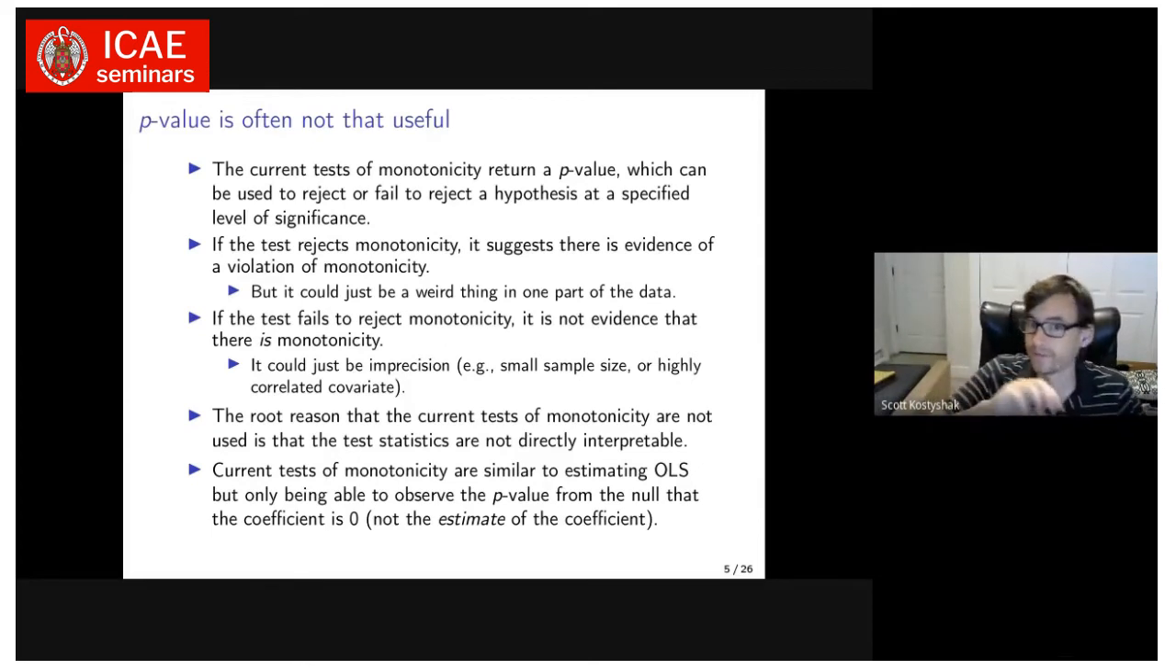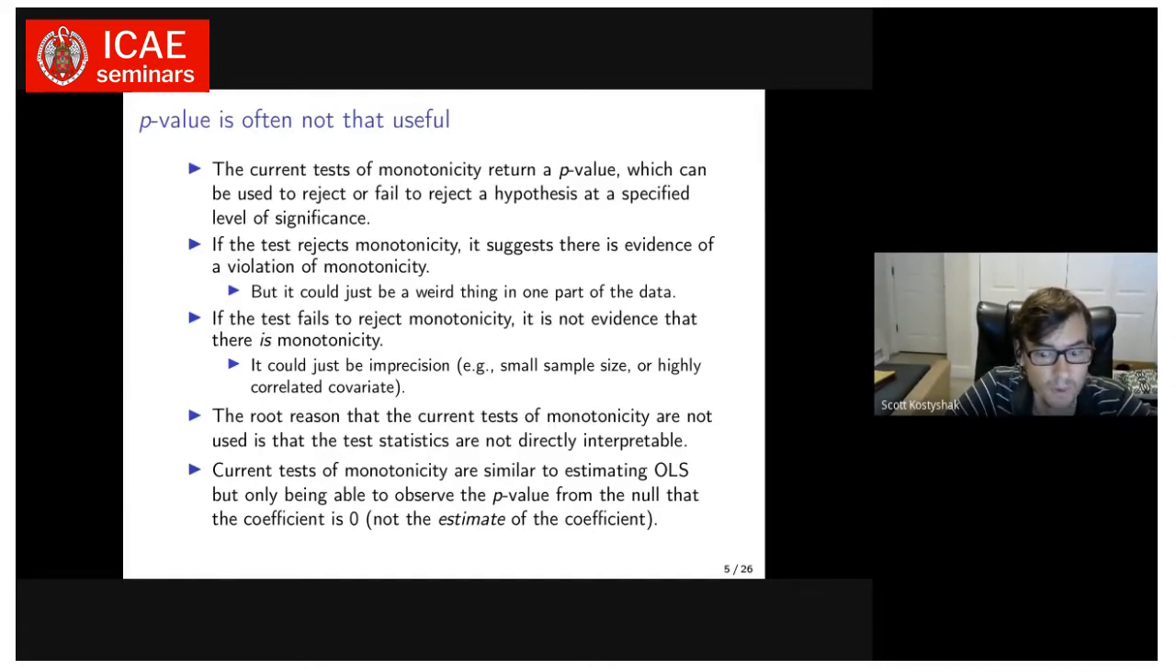If a test rejects monotonicity, there's evidence against a perfectly monotone function, but we don't know if that evidence is just because of very large power and there's a small dip, or if there's a big dip, a big violation of monotonicity. And similarly, if the test fails to reject monotonicity, that's not evidence that there is monotonicity, right? It could be a problem with power, for example, from small sample size, or a large standard error because of highly correlated covariates.